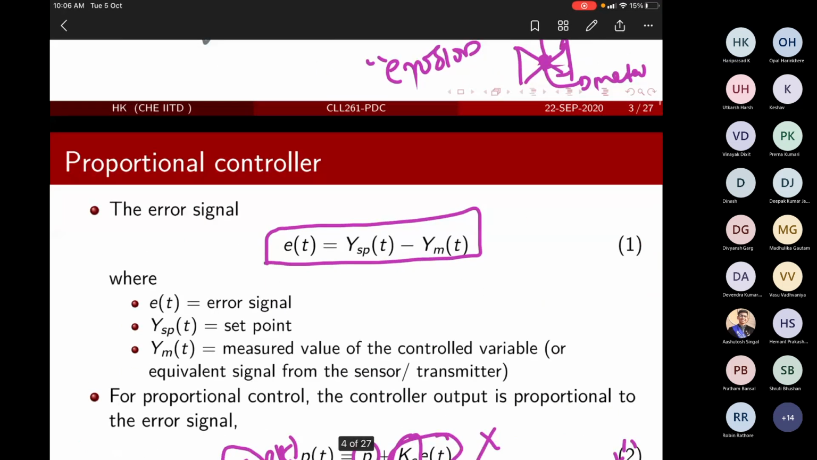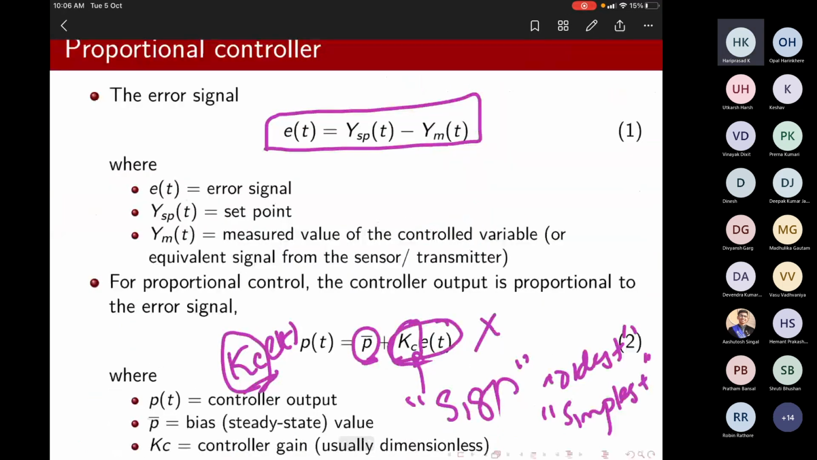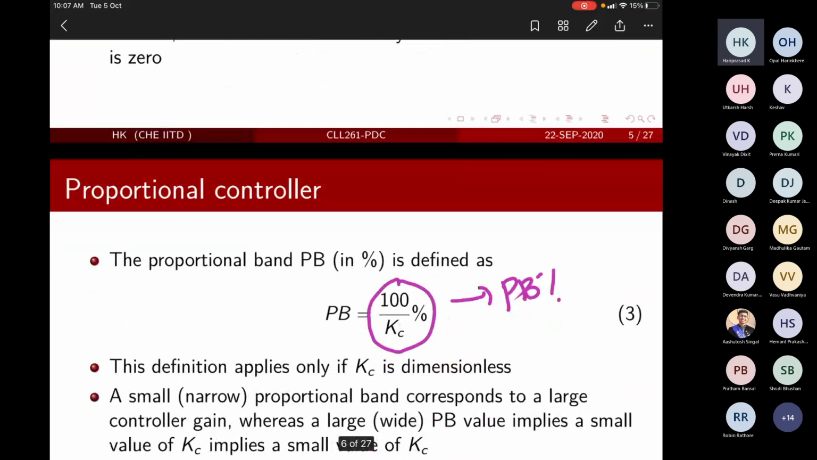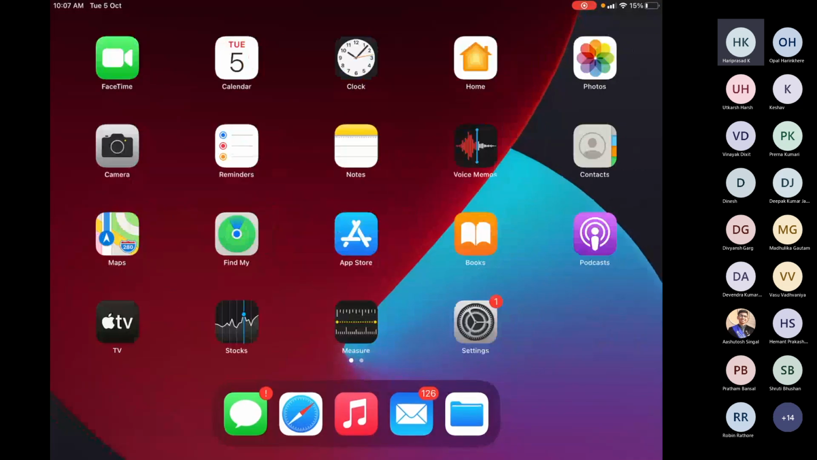in industry. You would have a control room wherein people would be sitting and entering set points, tuning the values of the controller parameters, everything through a distributed control system, or sometimes it may be locally connected.